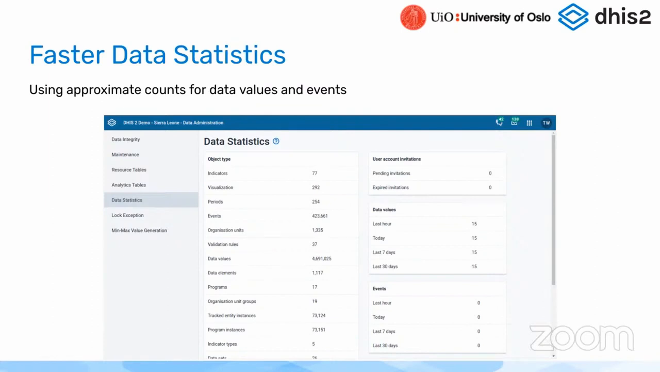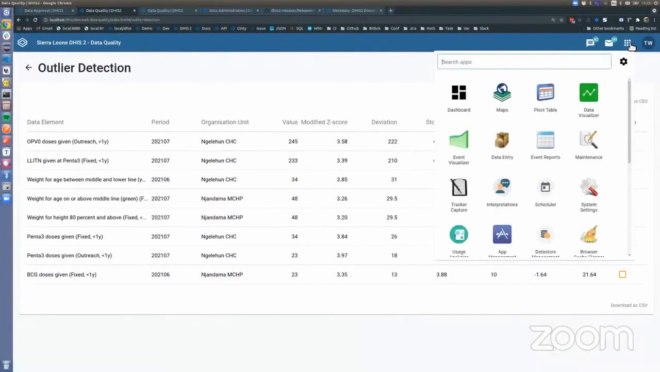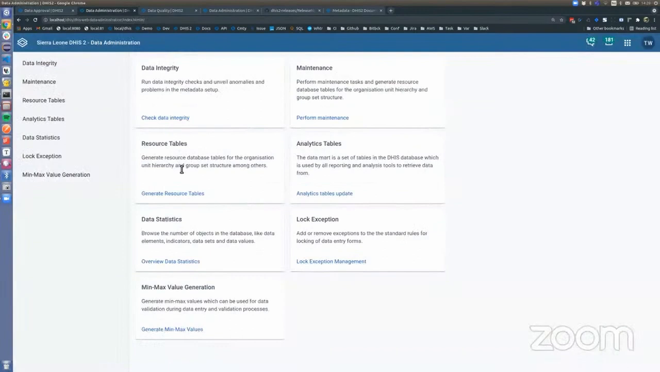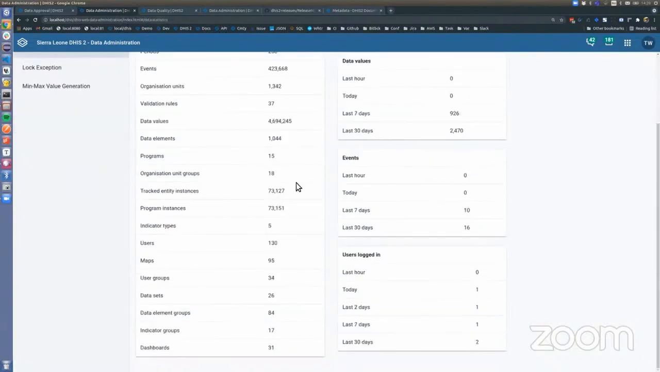The problem is this has gotten so slow because these databases keep growing year by year, and have gotten unusably slow in some databases. So we have now changed the way we load this by using something like approximate counts, which is a lot faster. Now it loads much quicker than before and is again a suitable tool for understanding what the volume of the database is. If you go to data statistics, it only takes about half a second now on the demo database to load everything.